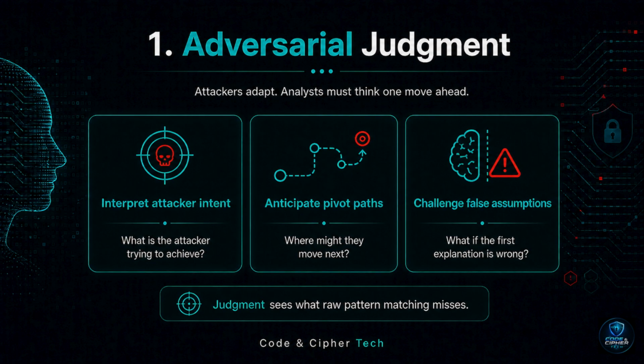Adversarial judgment. AI is trained on historical attack patterns. It is exceptionally good at recognizing what attacks have looked like. It is not equipped to anticipate what the next novel technique will look like before it appears in any data set. Attackers don't operate from documented playbooks. They adapt, improvise, and find gaps that haven't been categorized yet. The professional who understands adversarial thinking, who asks the question, what would I do if I wanted to bypass this control? Brings something no training set can synthesize.